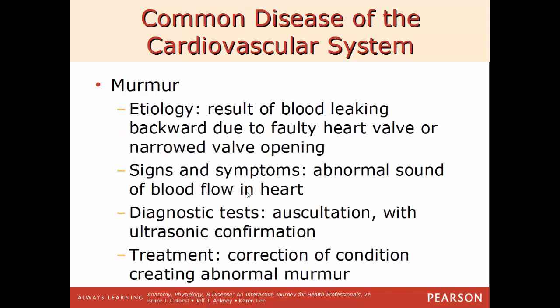Murmur, etiology for these: this is a result of blood leaking backward due to a faulty heart valve or a narrowed valve opening. Remember, blood should always be going forward throughout the circuit. When blood goes backwards, that's when you develop a murmur. Some signs and symptoms: abnormal sound in the blood flow of the heart.